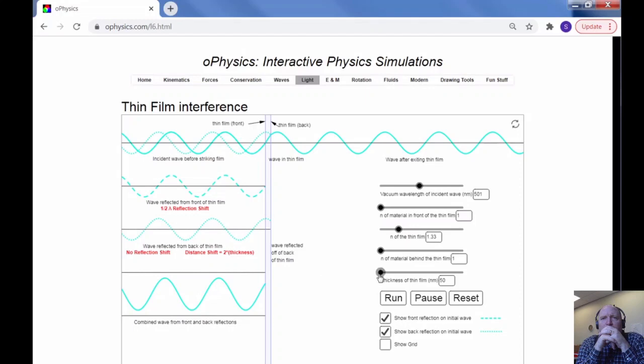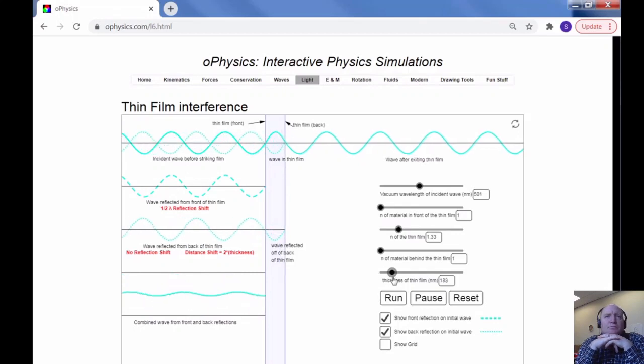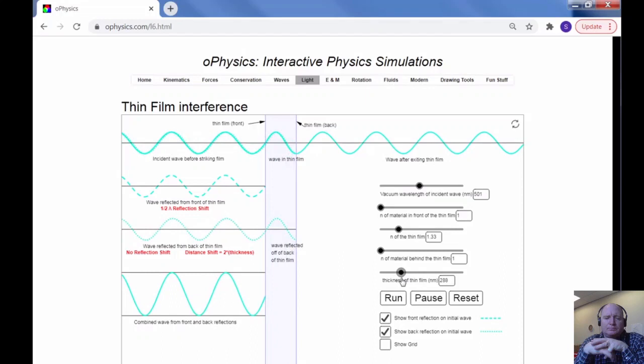All I want to do now is start changing the thickness and watch what happens. So here, I have a thickness of 83, and I get constructive interference. And if I go a little bit thicker, I find a spot at 193 where I get destructive interference. This is great. And then constructive again at 2.